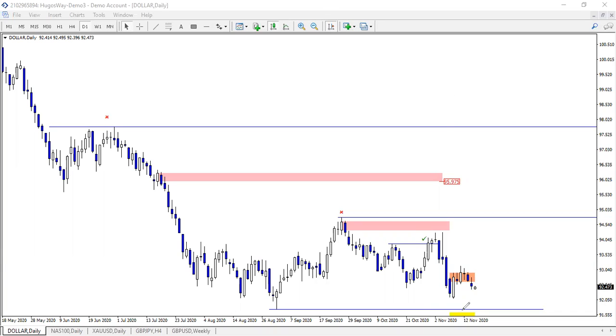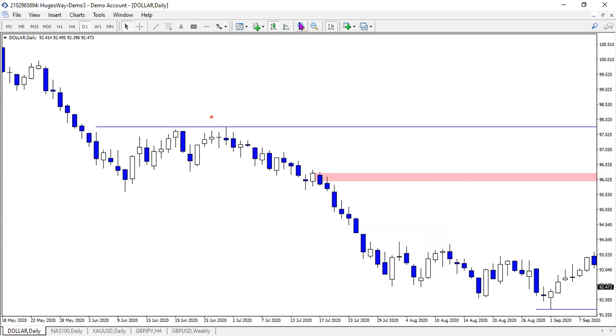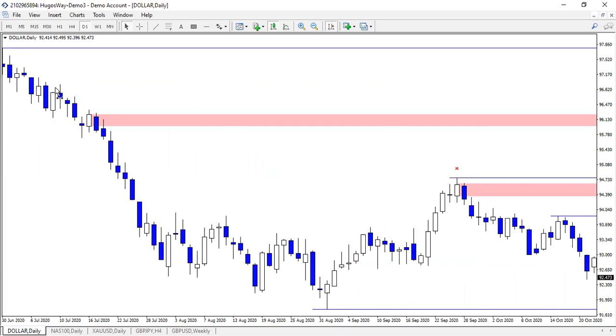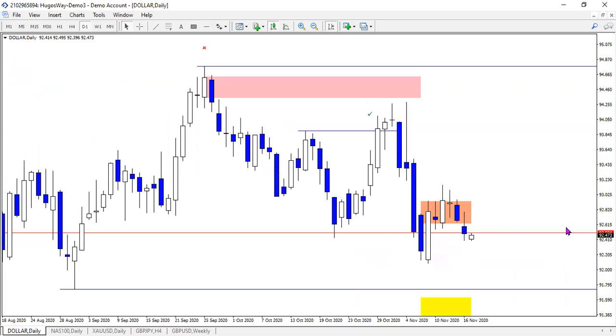So I am still expecting price to come down into this yellow zone that I have marked in there at the bottom, right? So overall, I am still bearish on the dollar. My thoughts would be to keep looking for selling opportunities back to the downside, targeting this level down in here. So I would expect dollar pairs to have been bearish for yesterday.